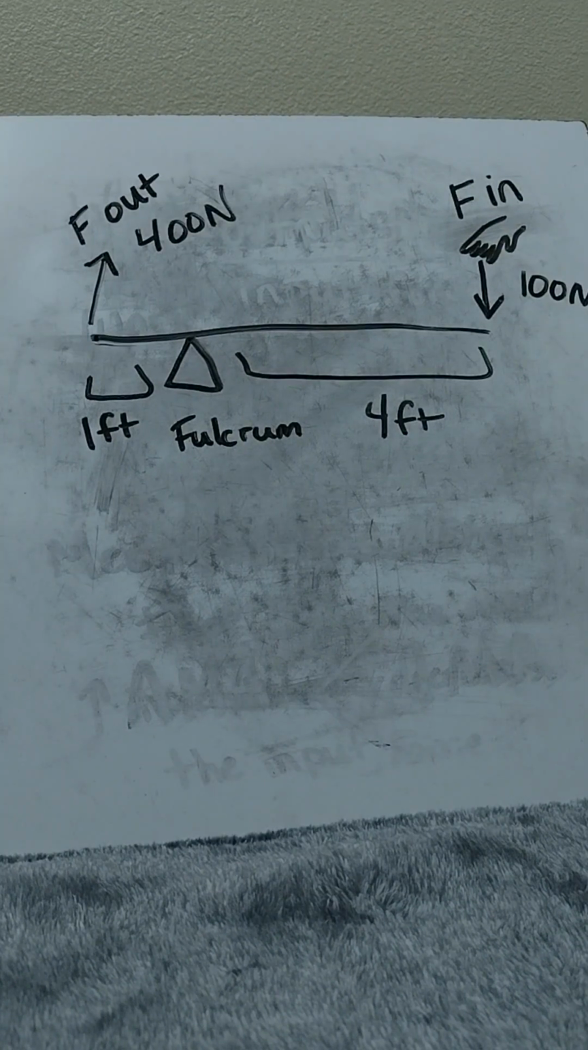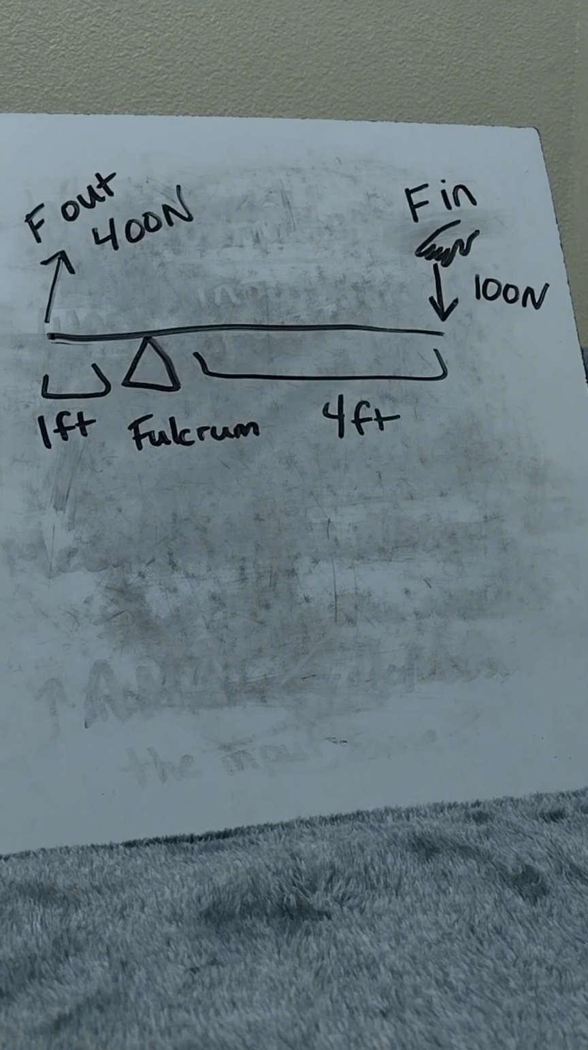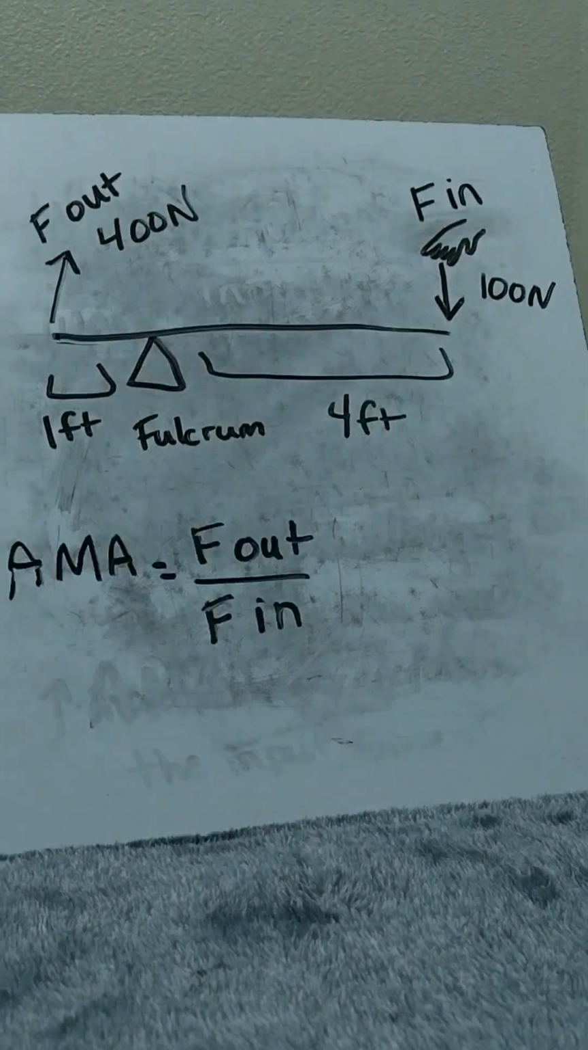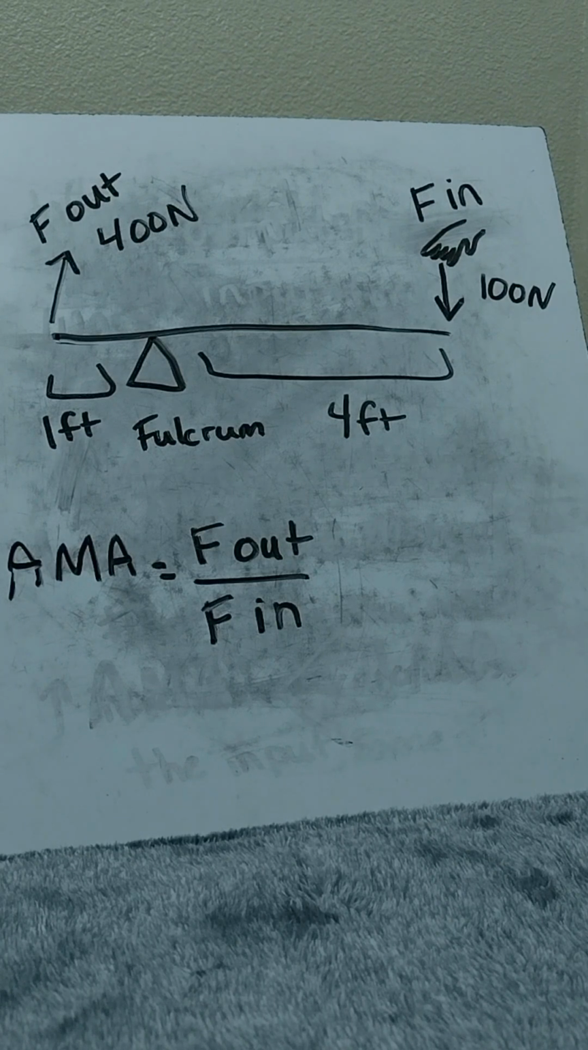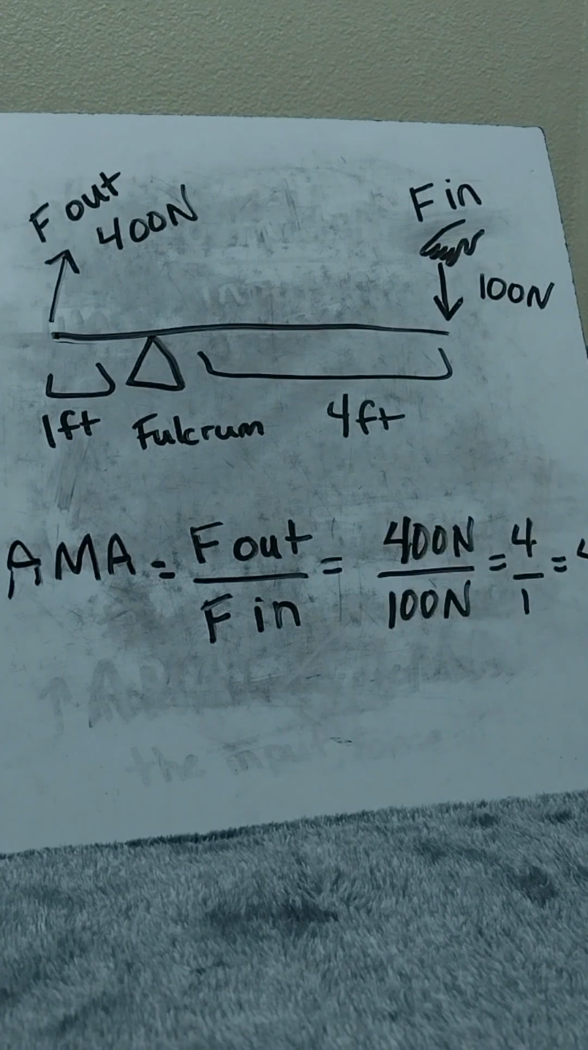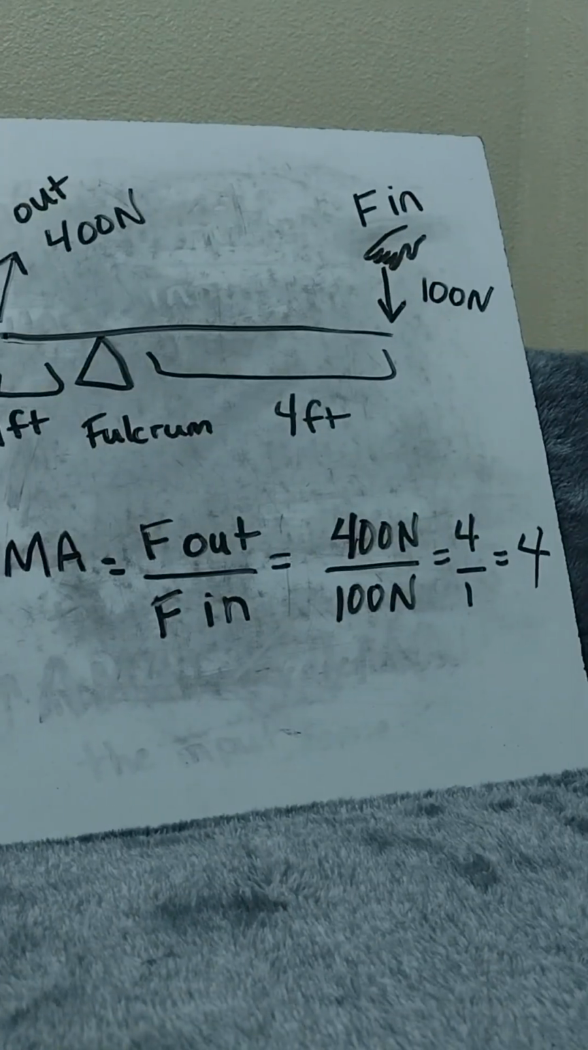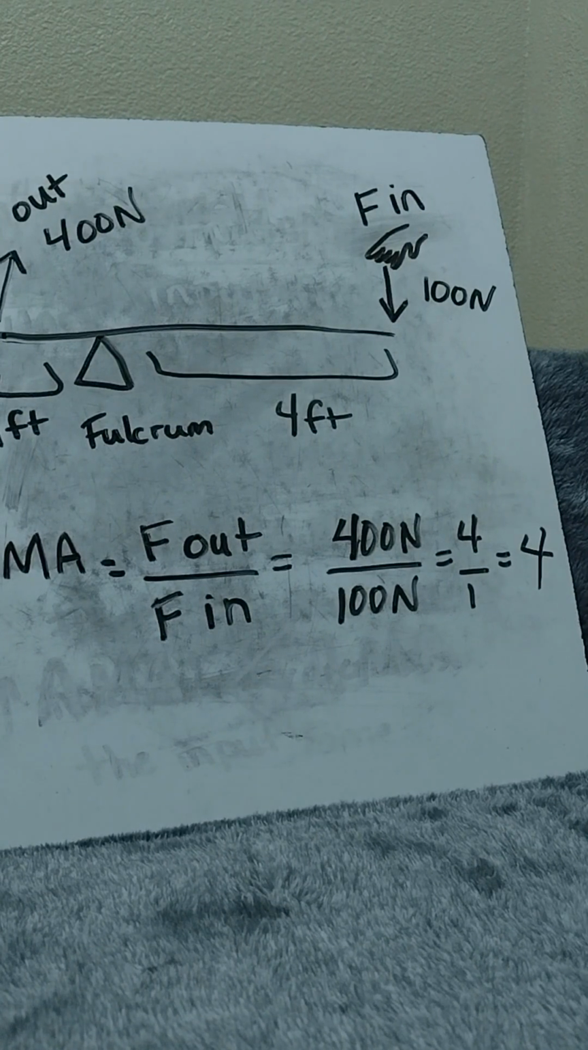Let's also say that my force in is 100 newtons and my force out is 400 newtons. What's the mechanical advantage? Okay, we're going to go for the actual mechanical advantage because we have forces here that we can use. And so remember that the actual mechanical advantage is the output force over the input force. If I put 400 newtons over 100 newtons, I have 4 over 1, which is a mechanical advantage of 4. So that means that this machine multiplied my force by 4.